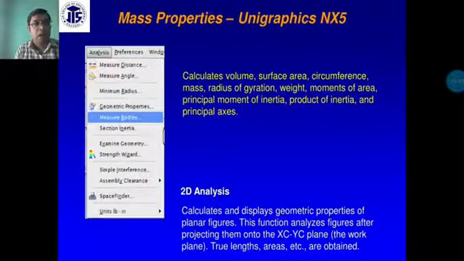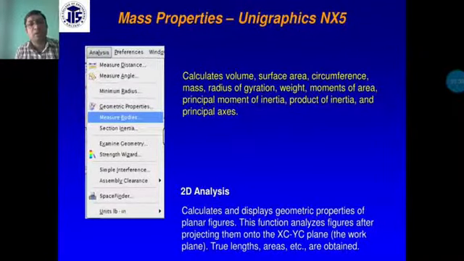It calculates the volume, the surface area, and the circumference, mass, and the radius of gyration, that is the r, is considered according to this. And also the weight, the moment of area, principal moment of inertia, products of inertia, and principal axis will be considered according to the mass properties here. And you have to calculate it.